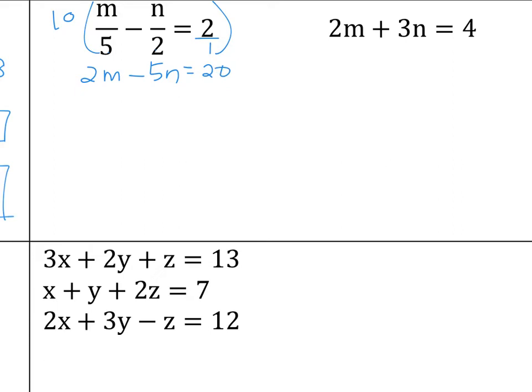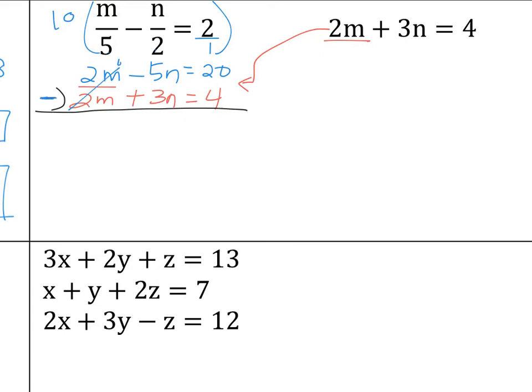And here we have two terms that are the same in each of the equations. So I will rewrite this one down here so I don't have to rewrite the first equation again. Okay, so now I'm going to choose to use subtraction again to eliminate 2m. So 2m minus 2m is 0.